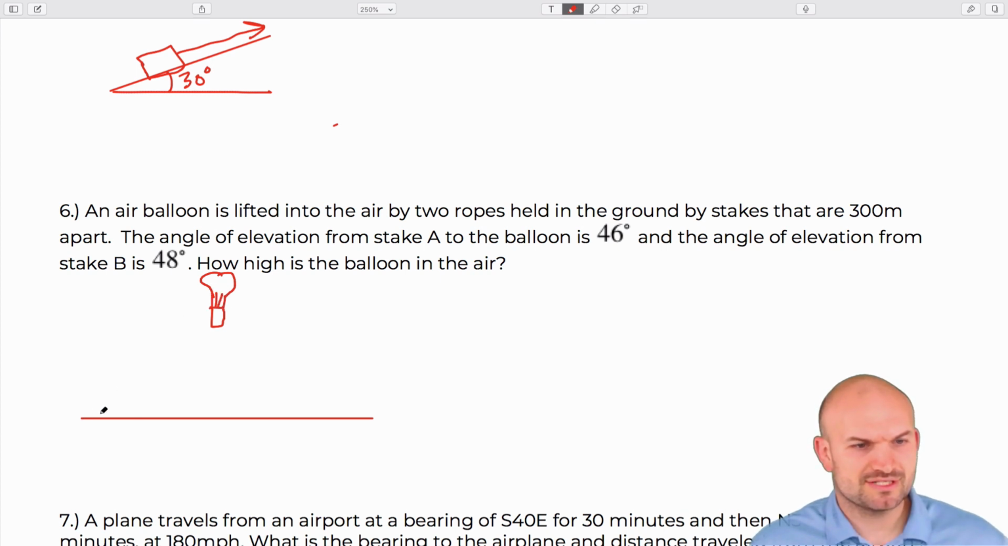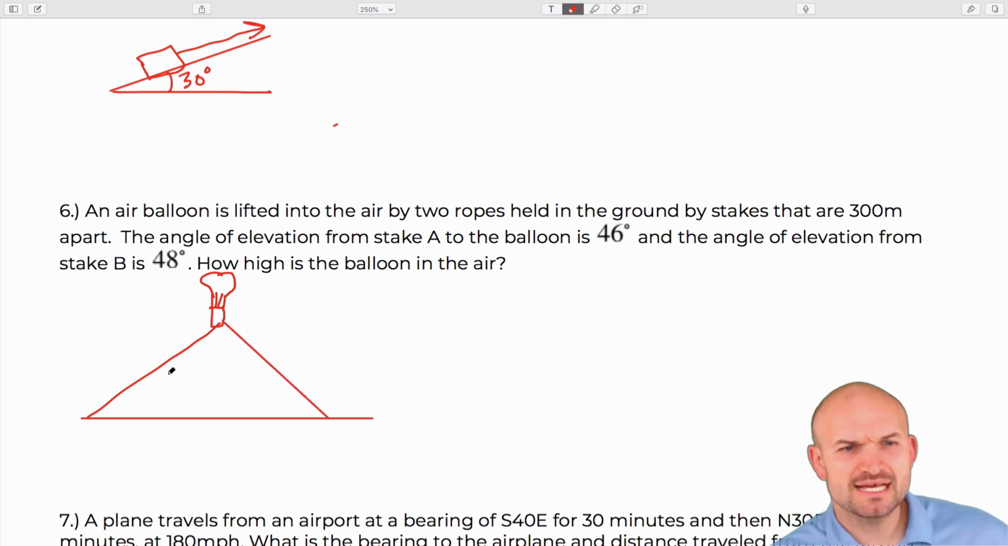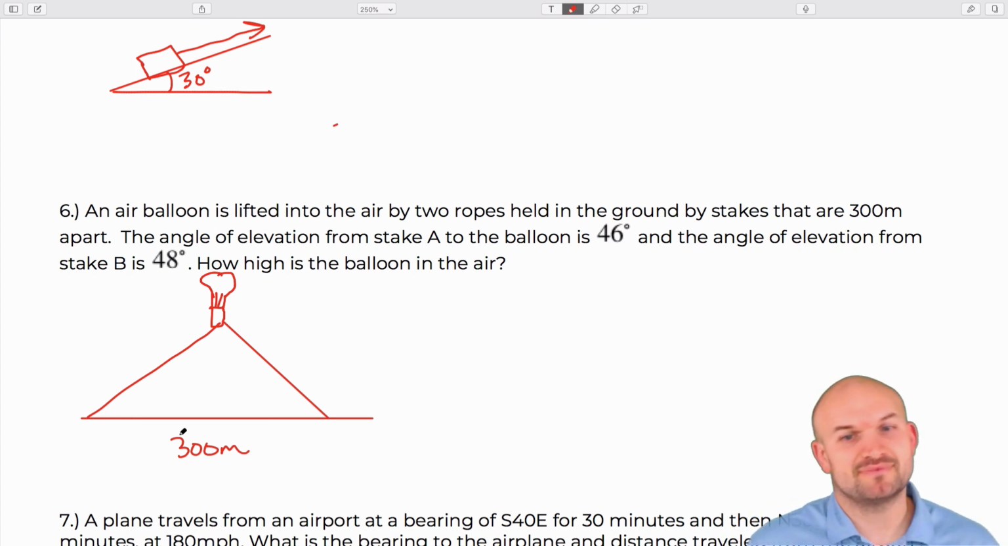Okay, and looks like there's going to be 2 stakes. So we have a stake here, maybe a stake there, and they're 300 meters apart. And I guess I should have actually said that: an air balloon is lifted into the air by 2 ropes.